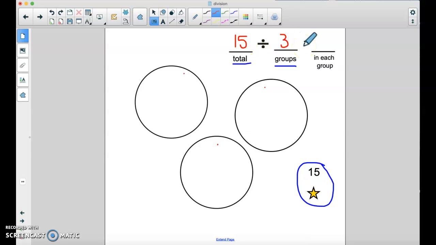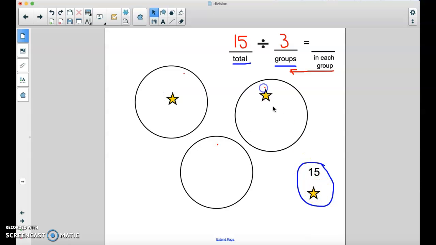So if I think of this backwards, I like to think of division backwards. If I switched this around going this way, something times 3 equals 15. But we're going to divide it out to make sure that we know for sure what the answer is. So I got 15 stars and I have 3 groups. So I'm going to count 15.